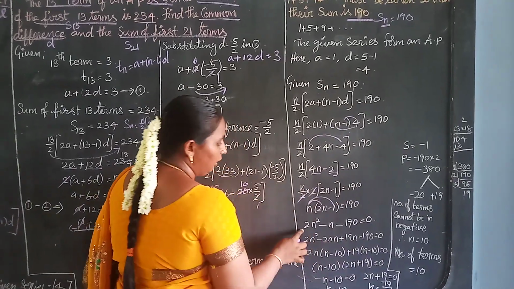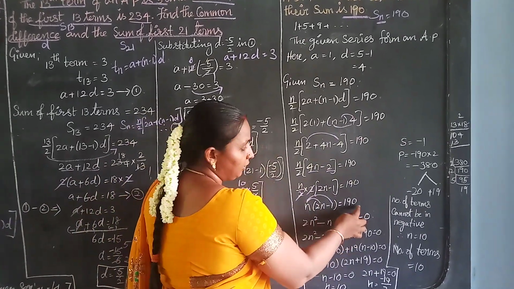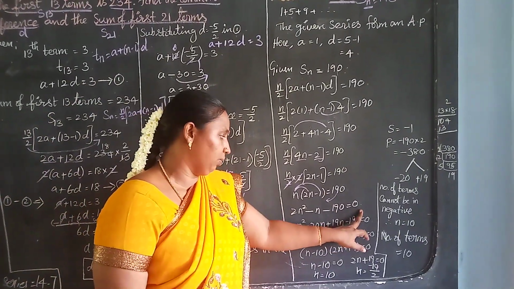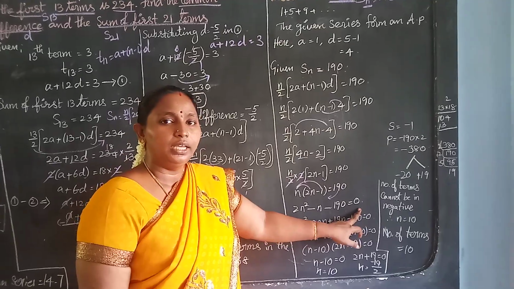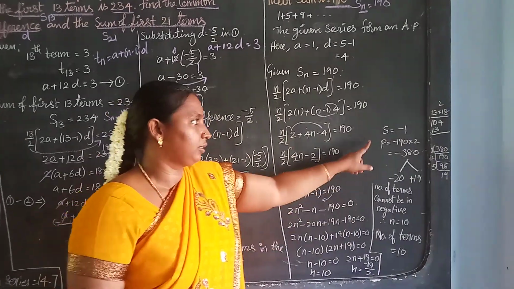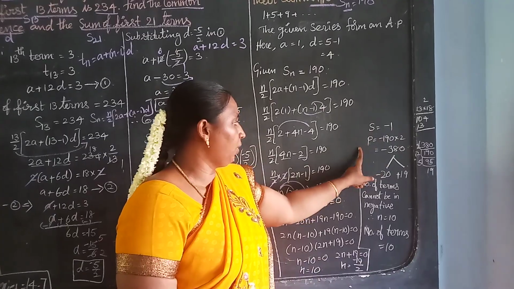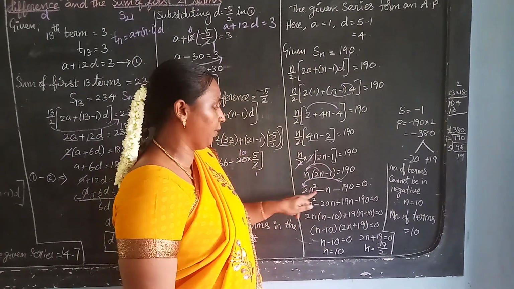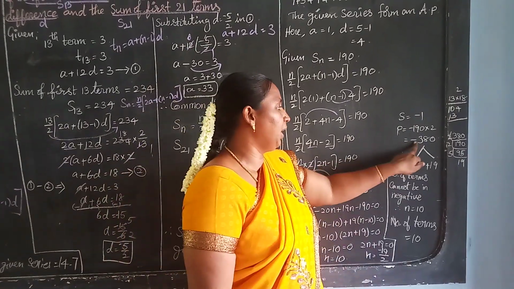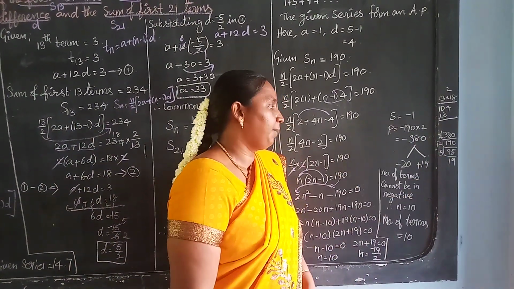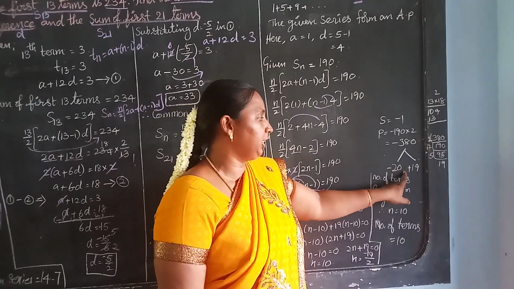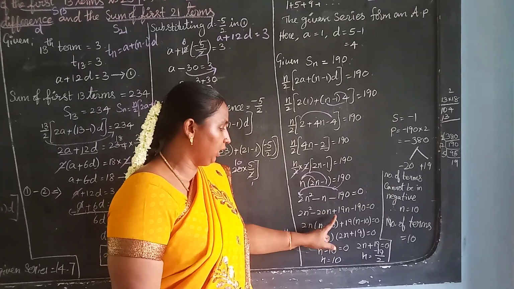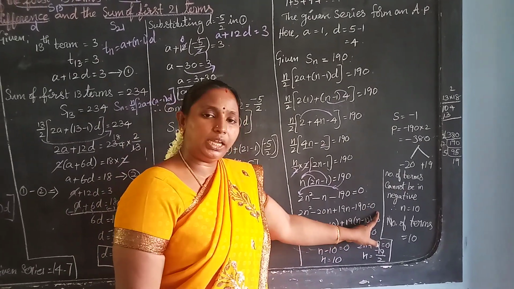Now multiply this: 2n square minus n. Send this 190 to the LHS side, you will get minus 190 equal to 0. This is a quadratic equation. Take sum and product. So the sum is minus 1 and the product is minus 190 into 2. You have to multiply the coefficient of n square and the constant term, so you get minus 380. If you do the prime factorization, you will get the factors as minus 20 and plus 19. So right now, 2n square minus 20n plus 19n minus 190 equal to 0.